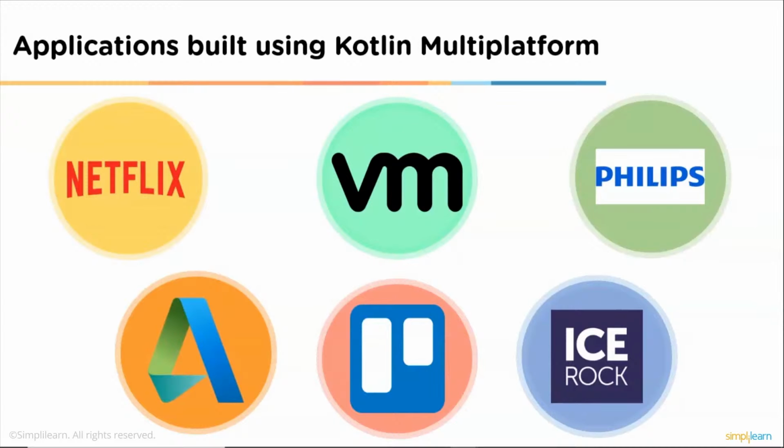Next is Trello. Trello is a project management application. The Android application of Trello is built using Kotlin. Trello uses Kotlin because of its interoperability with Java. Next is Philips. Philips is a popular multinational corporation and we all have heard about this company. In Philips, Kotlin Multiplatform proved to be faster at implementing new features and also to get more interaction in the team between Android and iOS developers.